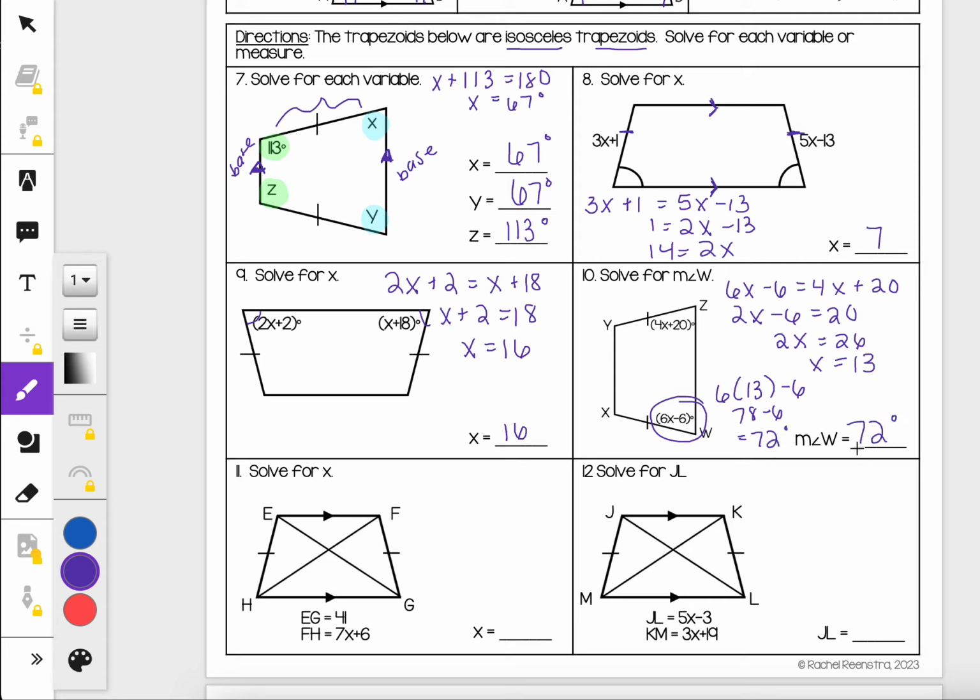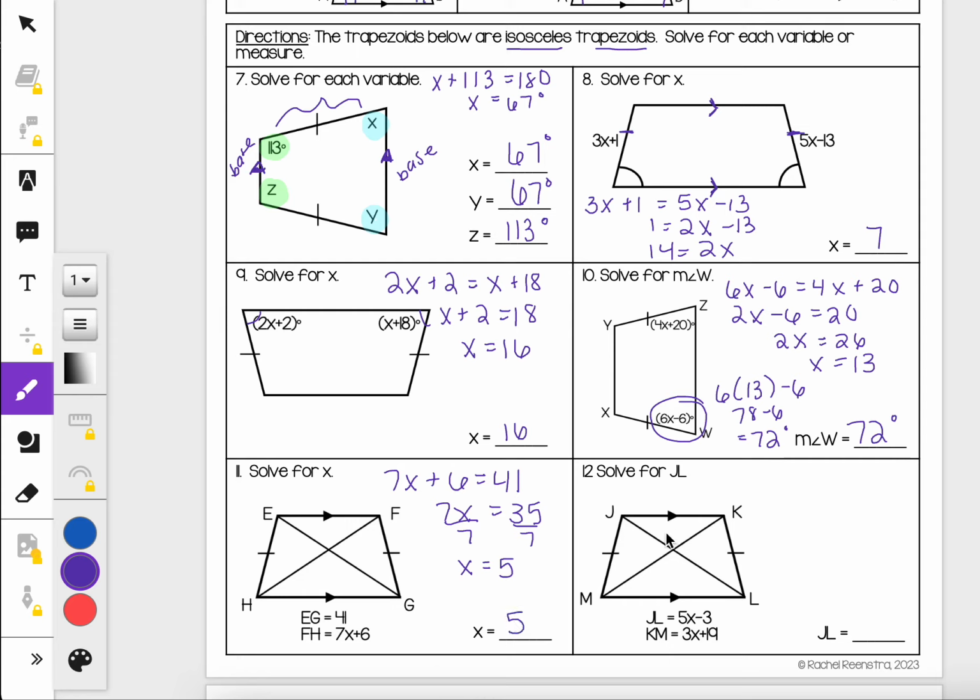Okay. And then finally for number 11, I am looking at solving for x. It tells me that EG is 41 and FH is 7x plus 6. So those are my two diagonals. I know that diagonals are congruent, so I can set them equal. So I'm subtracting 6 from both sides. I have 7x equals 35. Divide both sides by 7. And x equals 5.